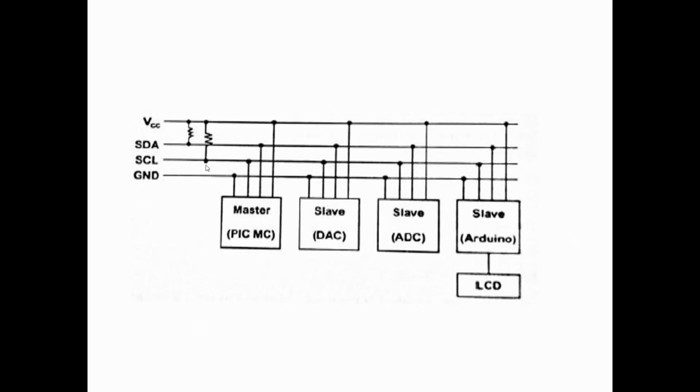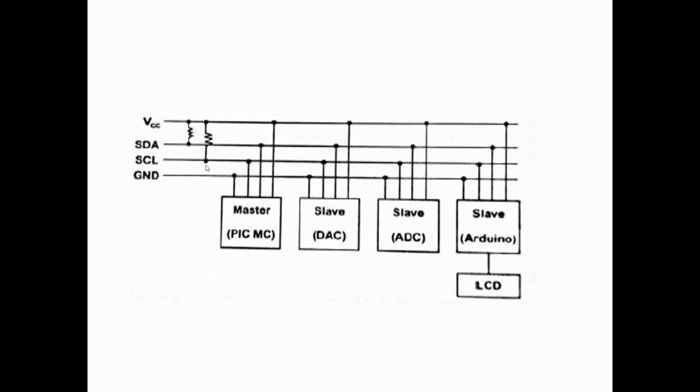This is the overall structure of the I2C bus. Here we have the single master and multi-slave devices. Master is usually a microcontroller and the slaves are peripheral devices. In this we have DAC, digital to analog converter, analog to digital converter, and LCD display. So the data can be transferred between this master device and then peripheral devices by using I2C bus.